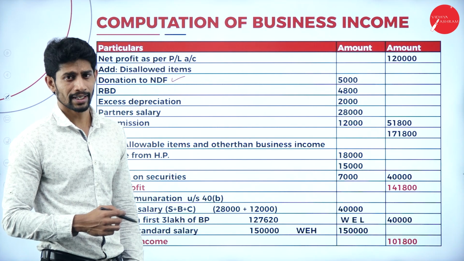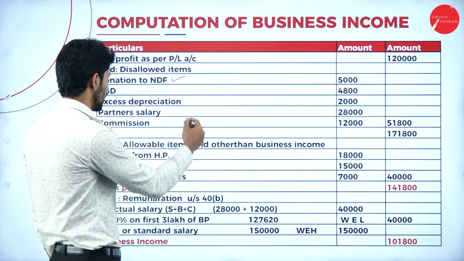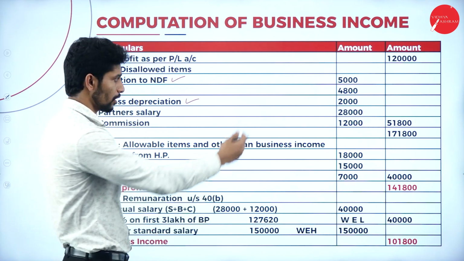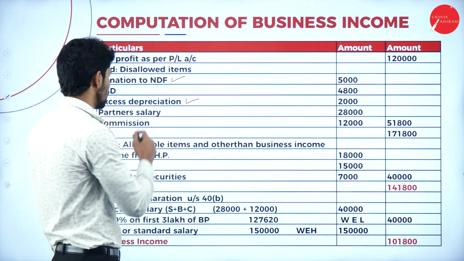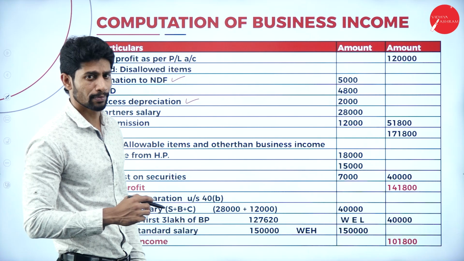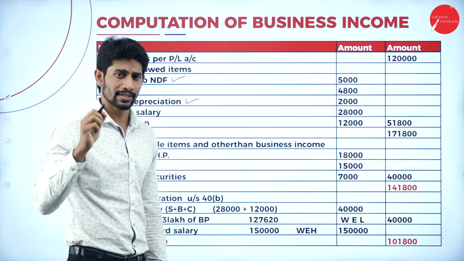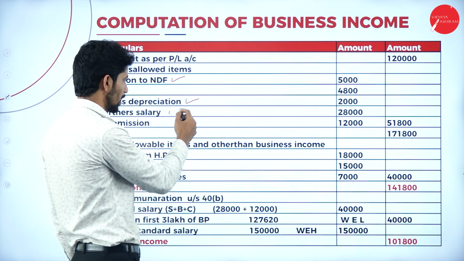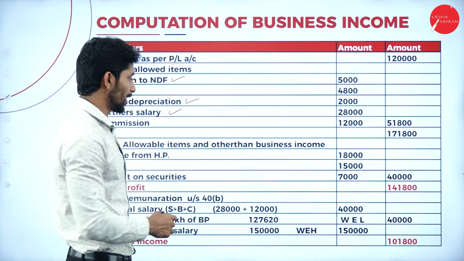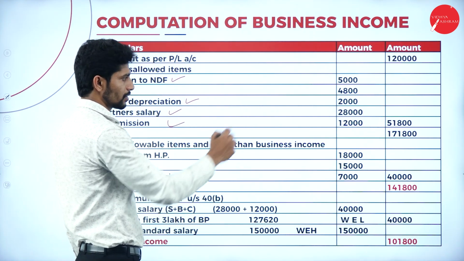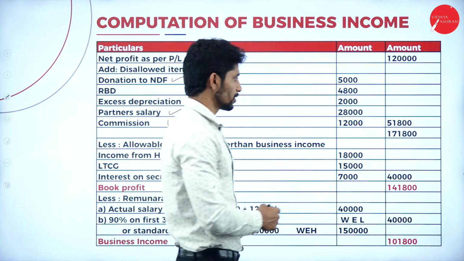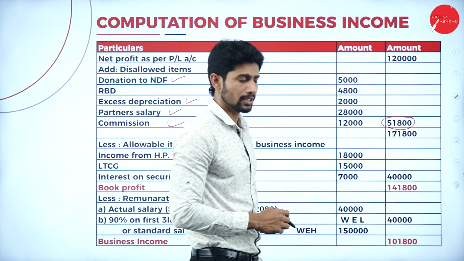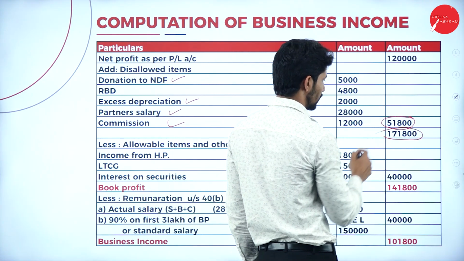Next, reserve for bad debts 4,800. Next, excess depreciation. He claimed 8,000 instead of 6,000, so an excess of 2,000. Next, partner's salary. If the partner's salary is given in the P&L account, that should be added back to the net profit. Partner's salary altogether 28,000 and commission to partners 12,000. Total it, you will get 51,800. Add it with 1,20,000, you will get 1,71,800.